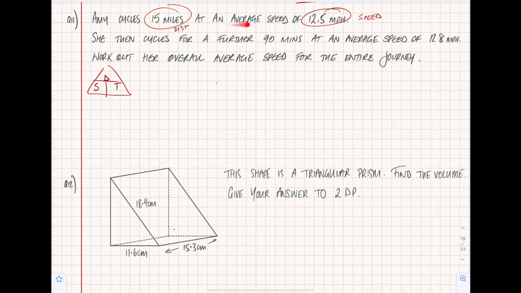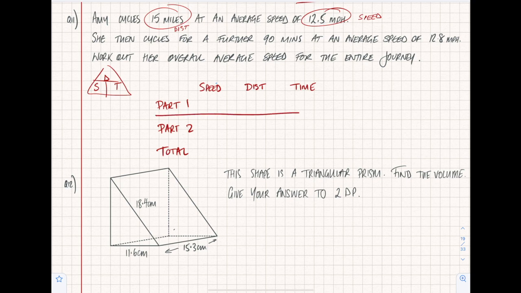So what I'm actually going to say to you is, when you have a question like this, where you've got Amy cycles 15 miles at an average speed of 12.5 miles per hour, and she then cycles another 90 minutes at an average speed of 12.8. There's 2 parts to this journey. When you have something like this, what I suggest you do is a 2-way table. So you've got speed, distance, time. And we've got part 1, and then we've got part 2, and then we're going to have a total.